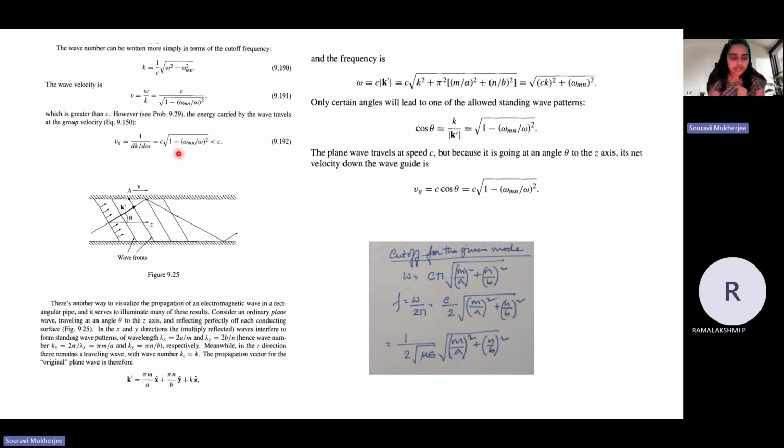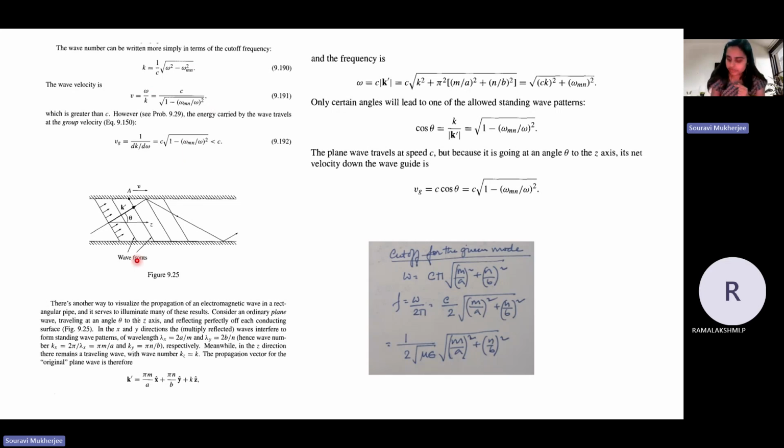So once you know what mode you're talking about, or what are the dimensions of your waveguide, you know whether the particular mode will propagate or it will get attenuated, and if it is propagating, what should be the velocity. All of that you can calculate, right?